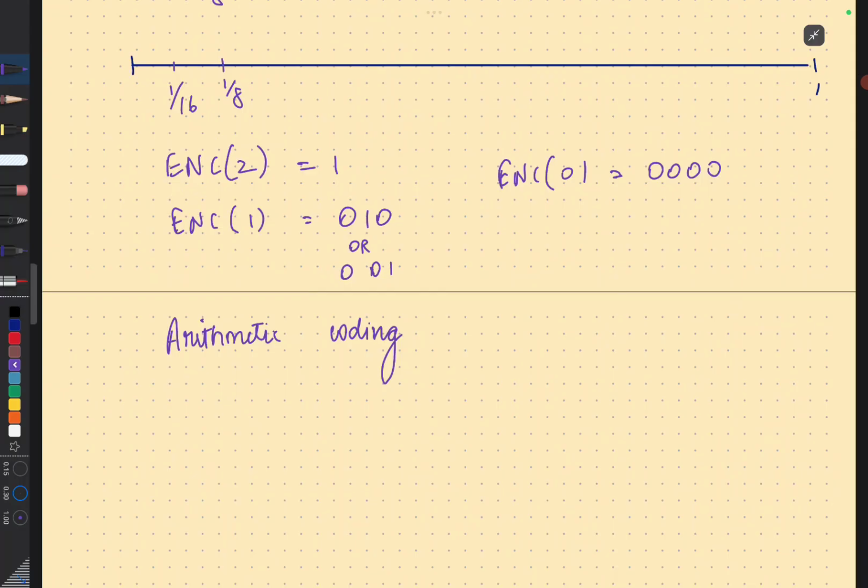What I've given is a pictorial or a graphical representation of the encoding and decoding, but the implementation can be done in a very efficient manner.